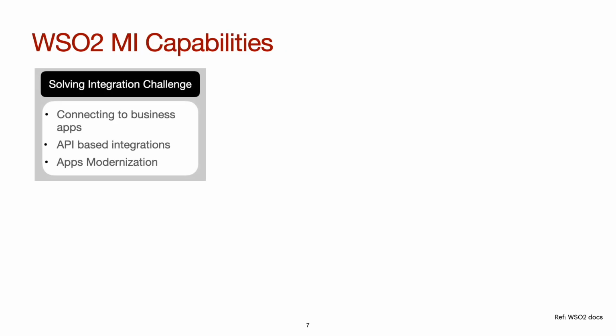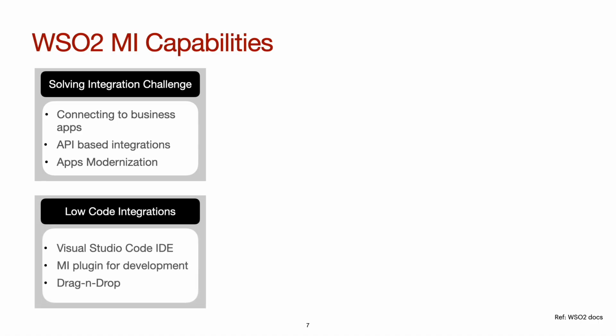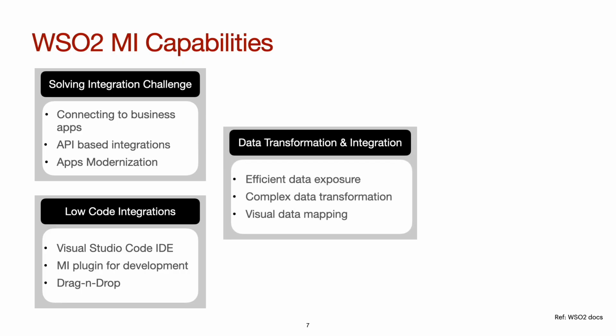Now let's quickly see some of the capabilities of WSO2 MI, like solving integration challenges, which says connecting to business apps, API-based integrations, apps modernization. Another capability is low-code integration. So now we have a VS Code IDE where we can start the development using the MI plugin, and drag and drop capabilities are already there for a faster development experience.